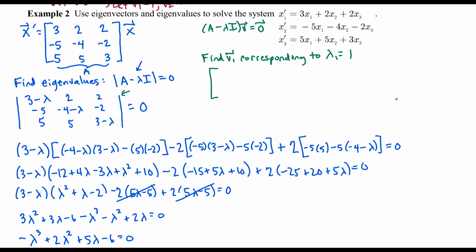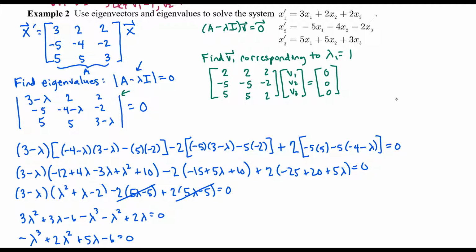We're going to write it in matrix form. So we're going to be subtracting 1 along the diagonal of matrix A. So we have 3 minus 1, which gives us 2. The other entries are the same. The very center entry, negative 4 minus lambda, is negative 5. And our very last entry, positive 3 minus 1, is equal to 2. Times eigenvector with 3 components equal to a 3 by 1 column vector of zeros. Now, this is also going to be a dependent system.